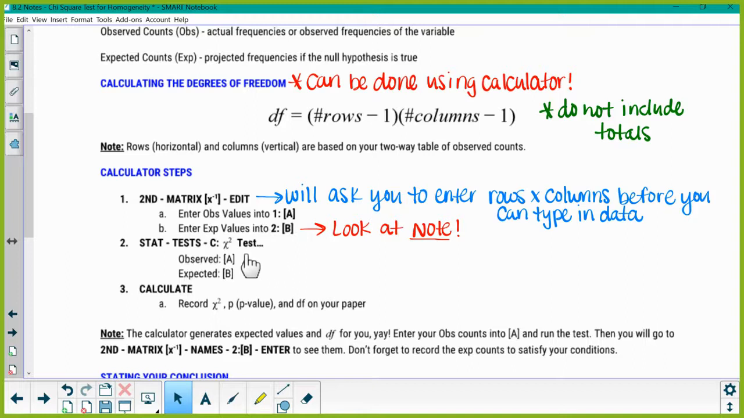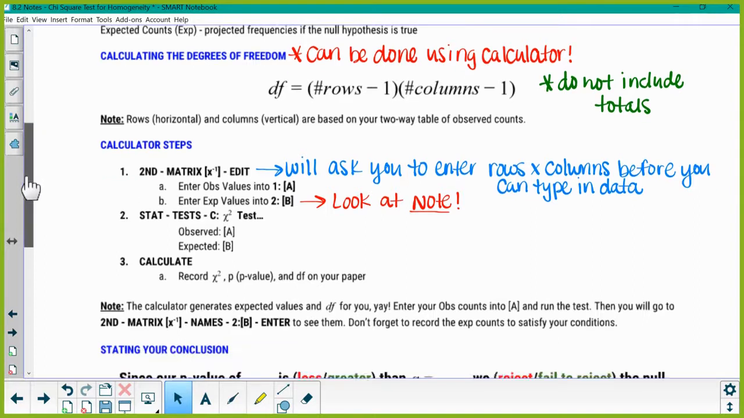Now, once we run the test, it's going to say observed, expected. Basically, you're telling it where do I want to put my expected values. And we'll typically put it in matrix B. Calculate, we're going to record the chi-squared, the p-value, and it's going to give you degree of freedom on this test. So again, it's going to generate expected values and degree of freedom, and I'll show you once we run through one how you can access and see the matrix. Typically, it's easiest to go back to the edit menu of matrices, but you can actually type it in and enter. And don't forget to record them for your conditions. We'll kind of work in reverse once we get to that step.